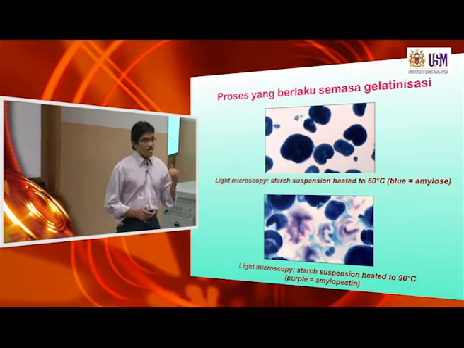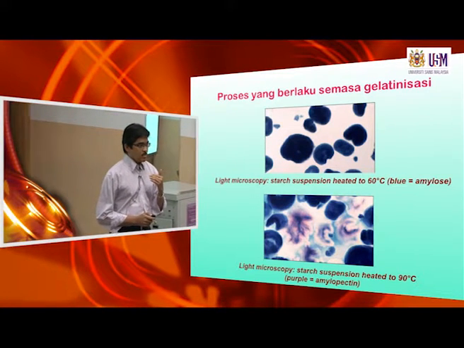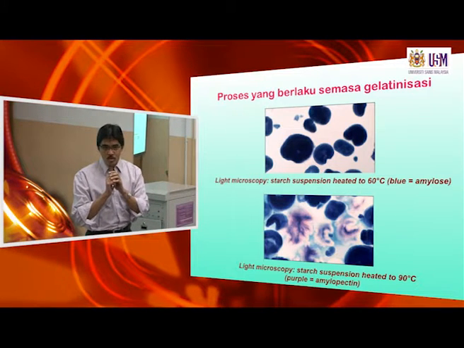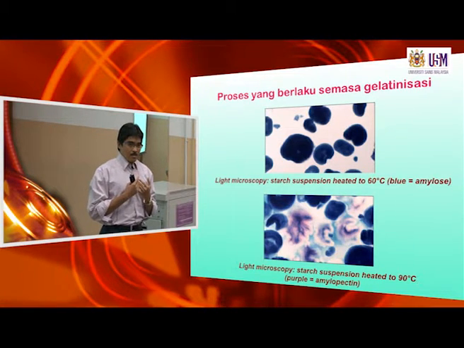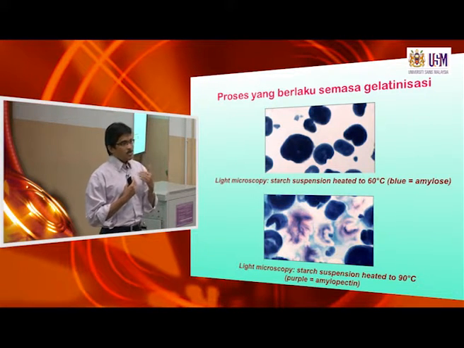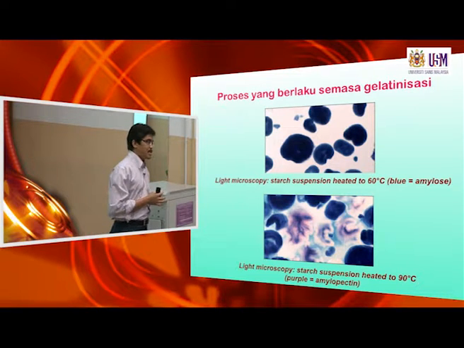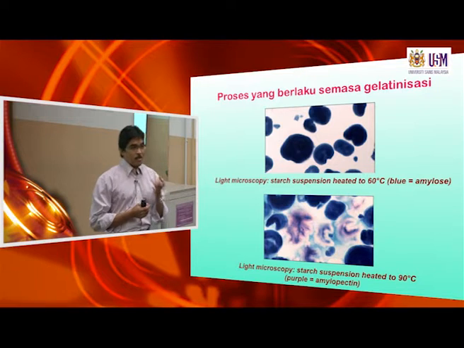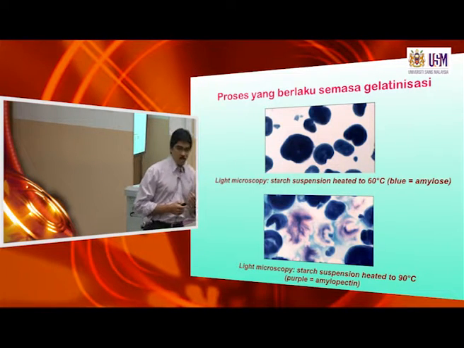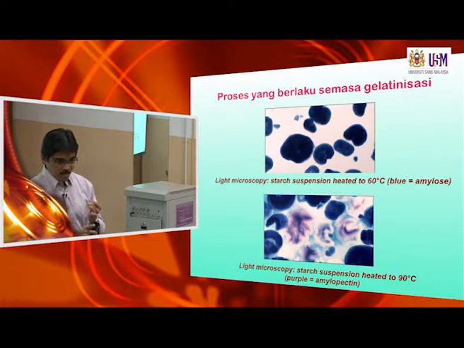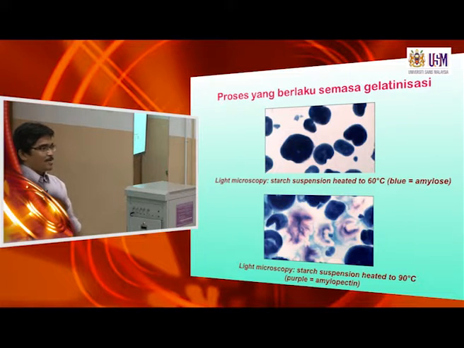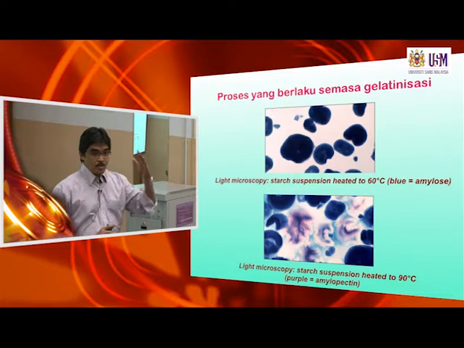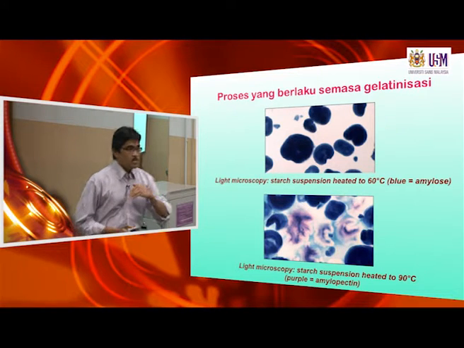Now, we can follow the changes during gelatinization by looking at the microscope, but we can also see the manifestation of gelatinization, how it manifests physically. One of the physical changes during gelatinization is an increase in viscosity. We can measure the increase in viscosity by using an instrument like the RVA, the rapid visco analyzer. Farhana has experience using the RVA, or maybe the viscoamylograph. So we can measure the viscosity increase during the process, which is quite easy to do.